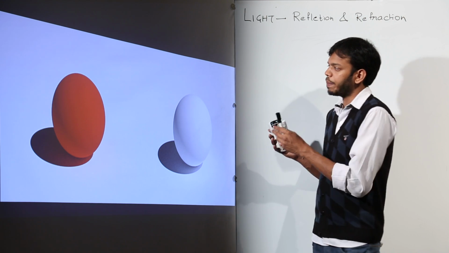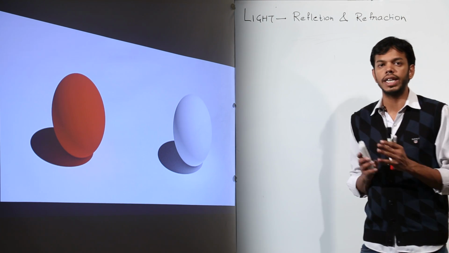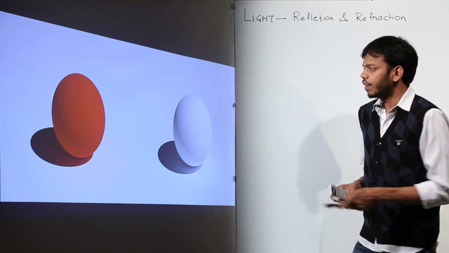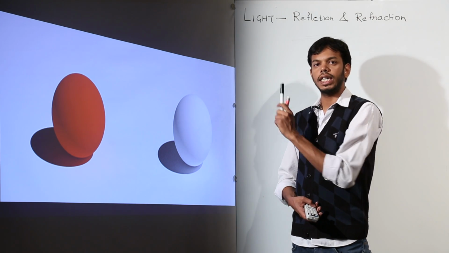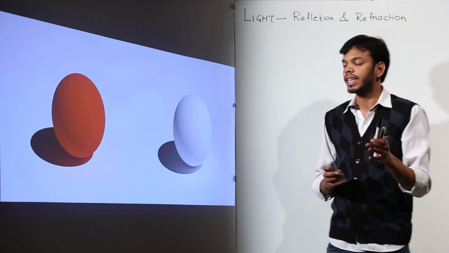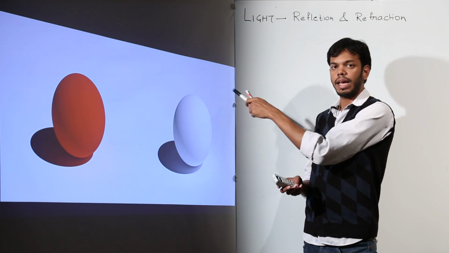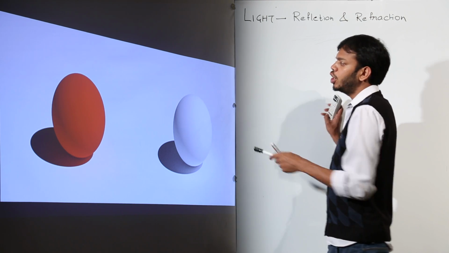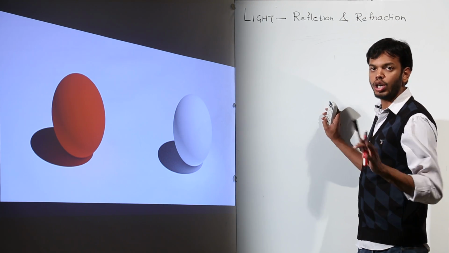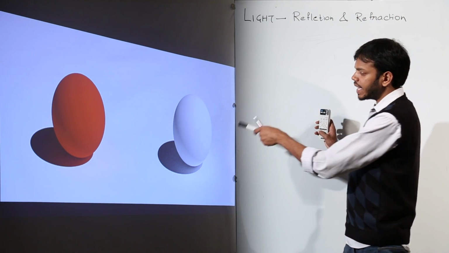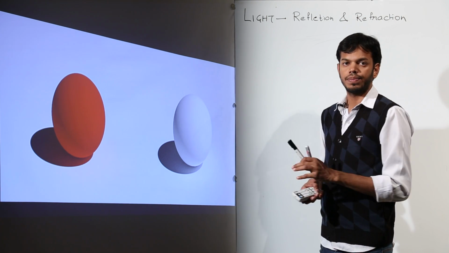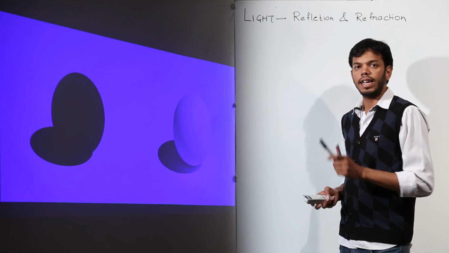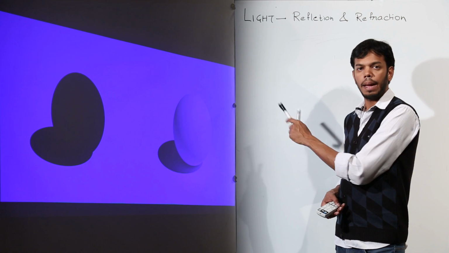So what will happen if this whole thing is illuminated by blue light? Remember, this is reflecting all the colors, whereas that is absorbing all the colors except red, right? Now it is a correct statement. So I am illuminating this whole thing with blue color. What do you think should happen? Will this appear blue or that appear blue? See, what actually is going to happen is that the red ball now becomes black and the white appears blue.